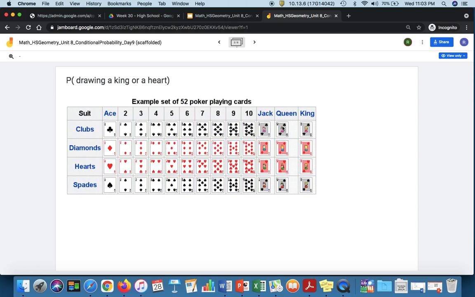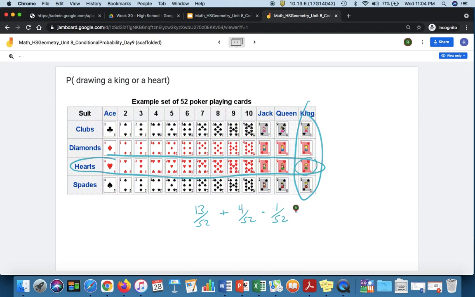So here we have the probability of drawing a king or a heart. As we highlight here our sample, I could see 4 kings. And then in terms of hearts, I see 13 cards in this deck that are hearts. So I could do 13 out of the 52 plus the 4 out of the 52. And then I see this overlap that I'm going to subtract, or 1 over 52.